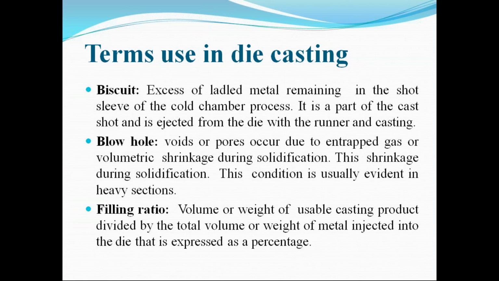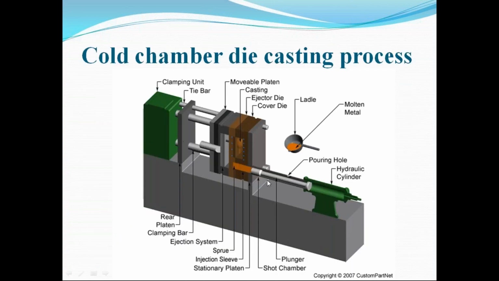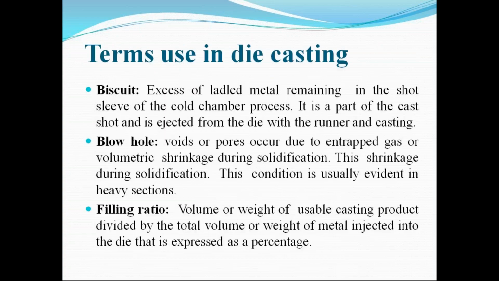Okay, so what biscuit means here, look at this diagram. The material available in the shot chamber flows towards the cavity when we apply the plunger force. But some material also remains in the shot chamber. That means we calculate the volume that way. This material is called the biscuit, and the quality of the product depends on the dimension of this material.